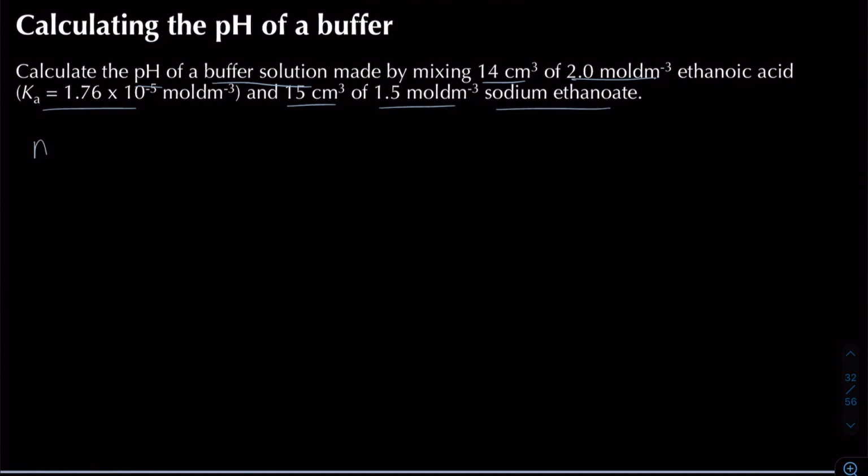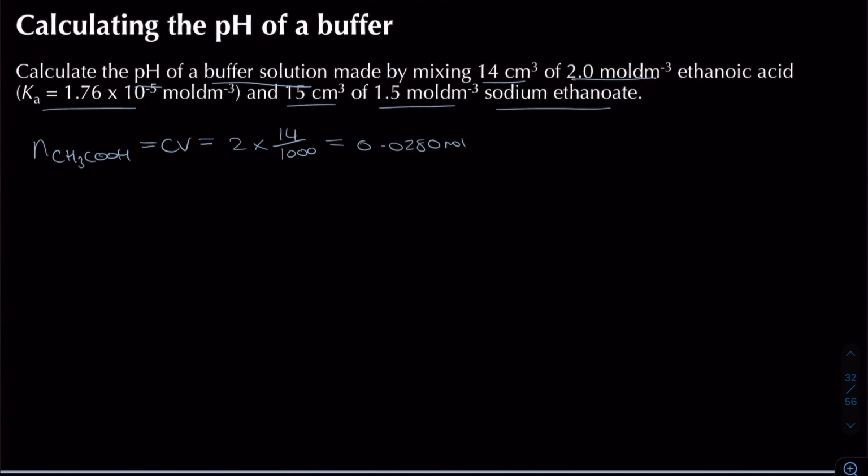So let's start off by calculating the number of moles of ethanoic acid. The number of moles is equal to the concentration times volume, which is going to be equal to 2 times 14 over 1,000 itself. And that's going to give me an answer which is equal to 0.0280, and that's going to be moles itself.